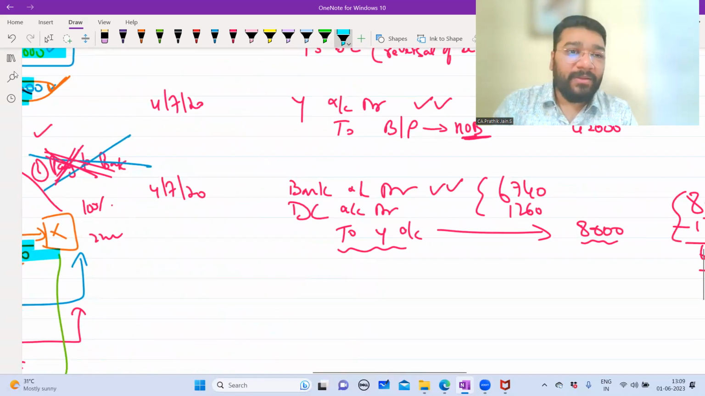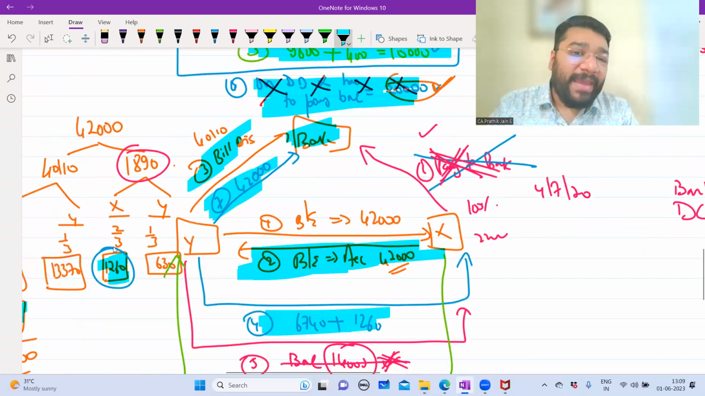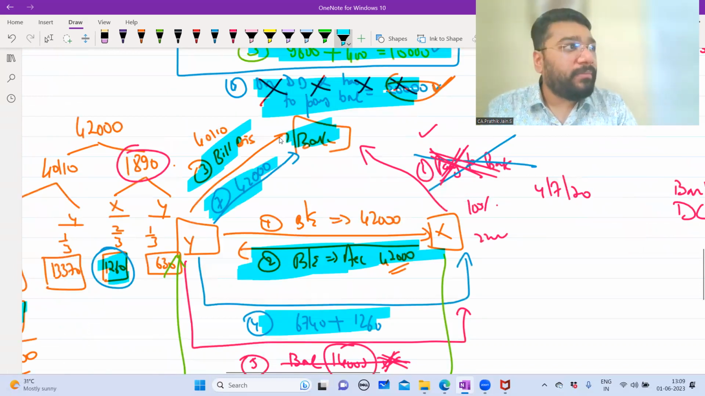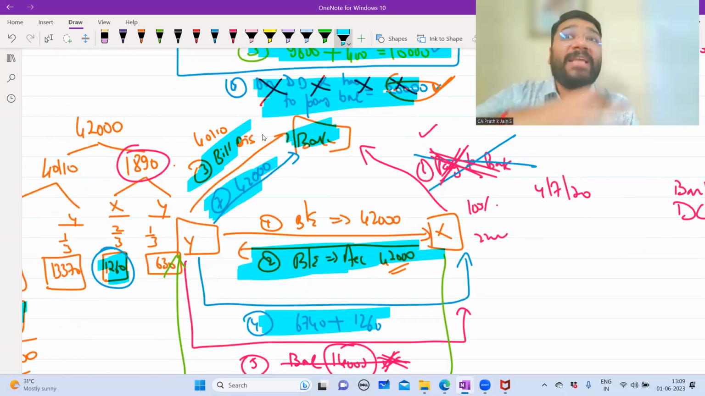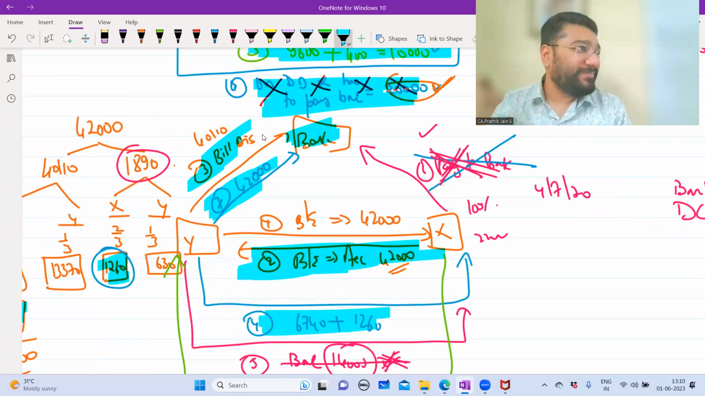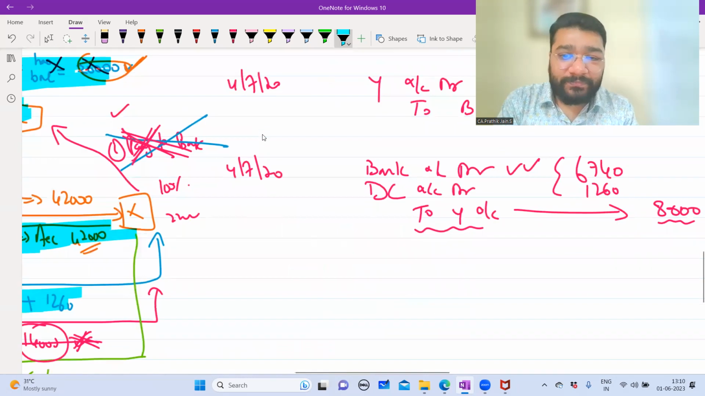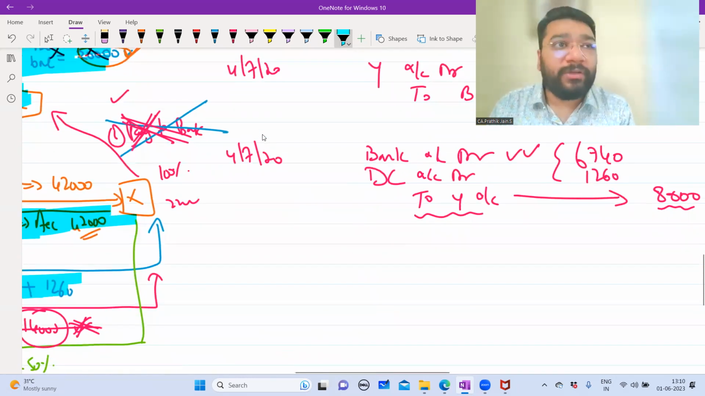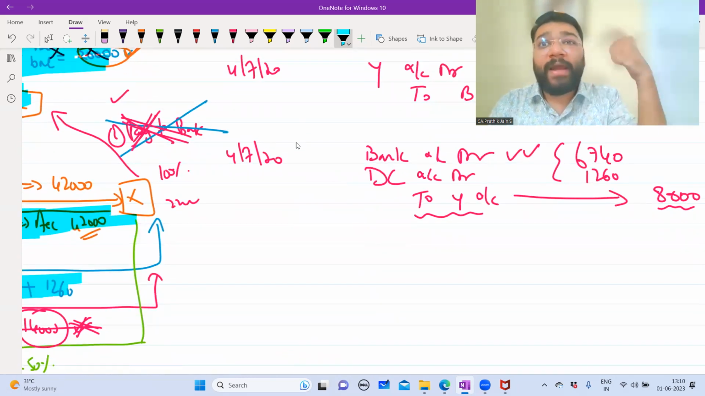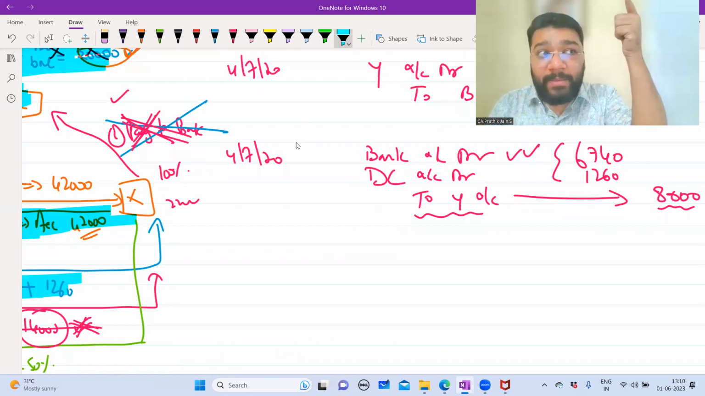Now guys, Y has not made the payment to the banker on the due date. The banker has forcefully taken money from Y. Now Y will have to take this money from whom? From X in future, which means X has to pay this money to whom now? Y. So what is the entry now? X has to make the payment to Y in future.